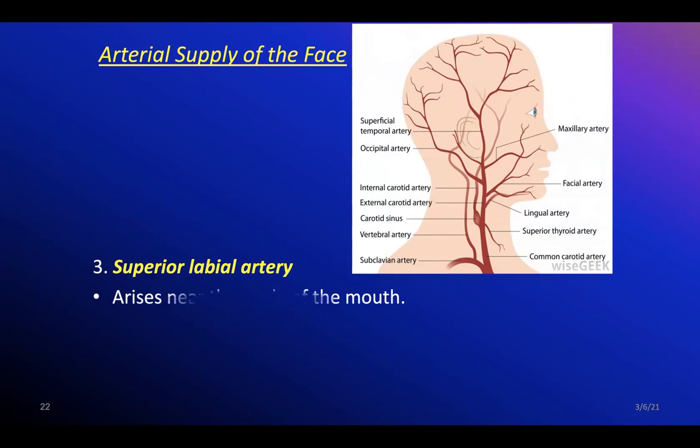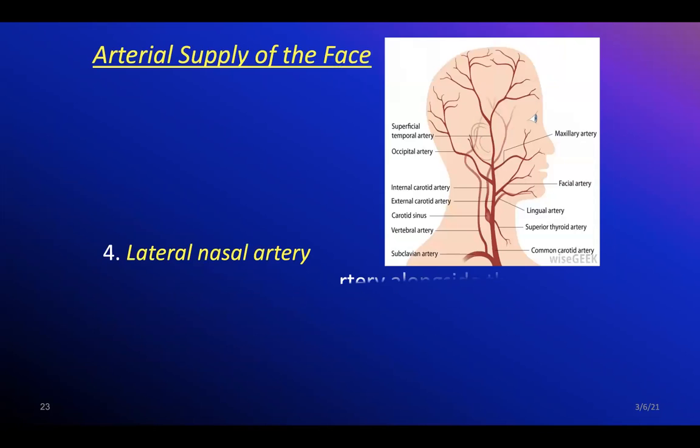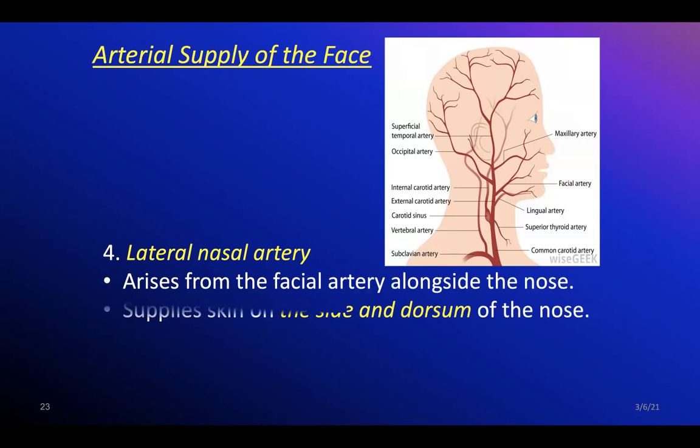The superior labial artery arises near the angle of the mouth, runs medially in the upper border of the lip, and gives branches to the septum and alae of the nose. The lateral nasal artery arises from the facial artery alongside the nose and supplies the skin on the side and the dorsum of the nose.